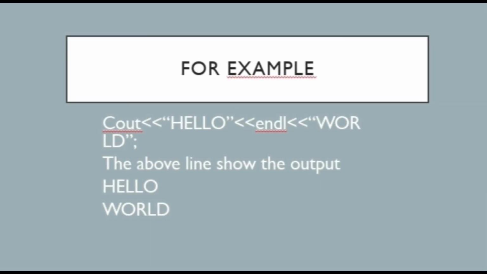You can see the example on your screen, that is cout, insertion operator, hello, and endl, next is world, which means look at line number 3 and 4. You can see that the hello is printed on the first line and the world is printed on the next line, the last line. Because of the endl manipulator, the end line moves to the next line and the next word is printed there.